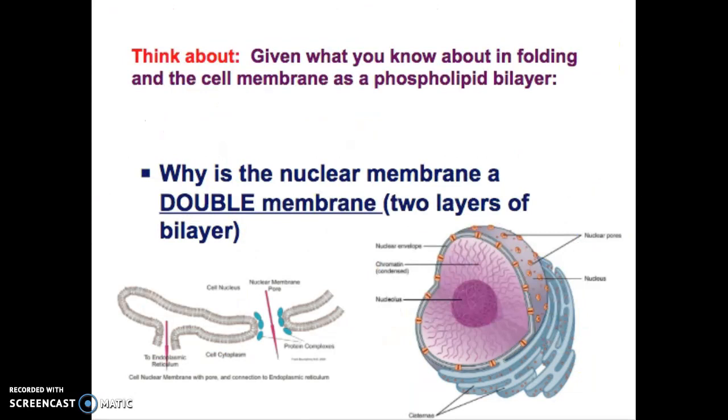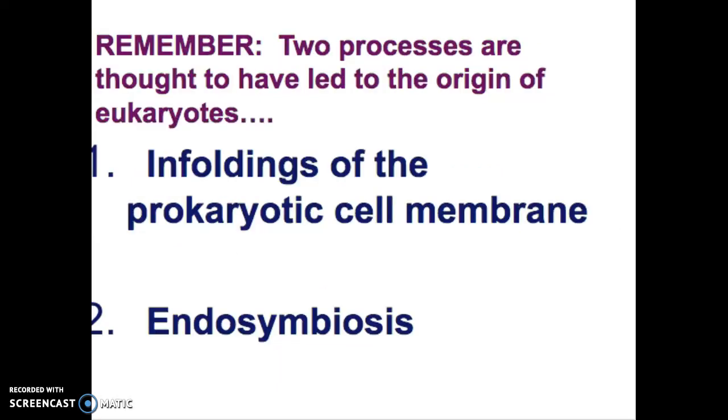Now, given what you know about infolding in the cell membrane as a phospholipid bilayer, why is the nuclear membrane a double membrane? Why does it have 2 layers of a bilayer like this? See it? Why would that be? Maybe think about that a little bit.